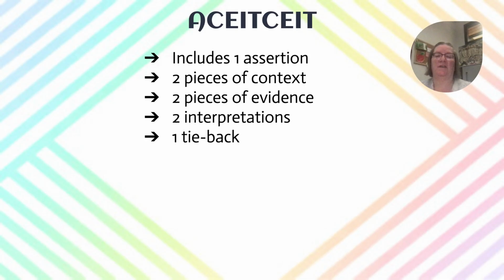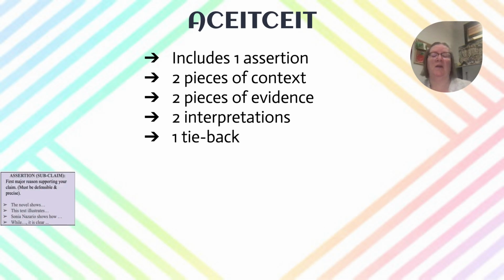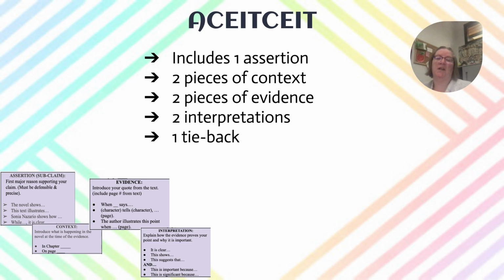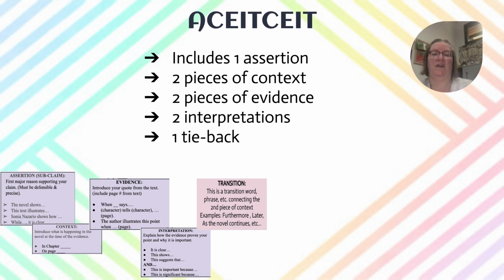So, more specifically, it would include one assertion, it would include two pieces of context. So there's that first one. Then it would include two pieces of evidence. Here's the first piece of evidence. Then it would include two pieces of interpretations. There's that first one. And here's where it gets a little interesting because normally in an ACEIT, you go right to the tie back. But in an ACEIT CEIT, you have to actually transition to the next piece of context and evidence. So you want to put in some kind of transition statement.